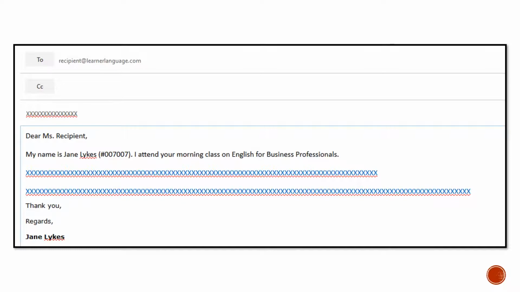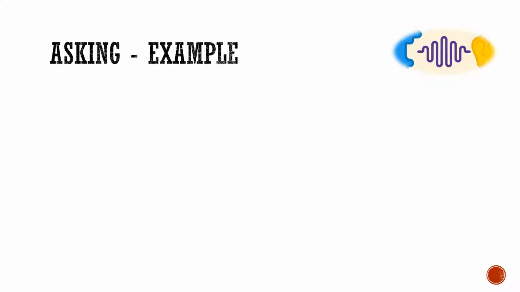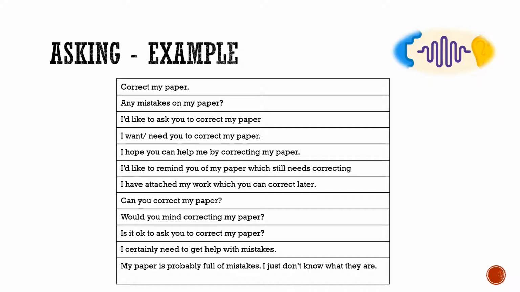What do we want to achieve with our email? What are we trying to get done? Well, we're asking for something. And in English, there are many ways to ask for something. There are many words that you can use. Here is a list of examples for asking for feedback on your work. Now, I hope you can see that all of these are asking for the same thing, but some of these are more appropriate. Some of these are more polite.